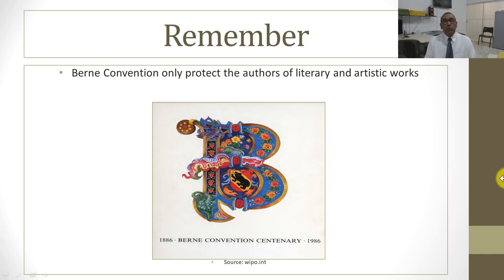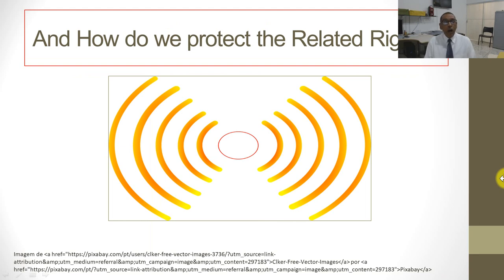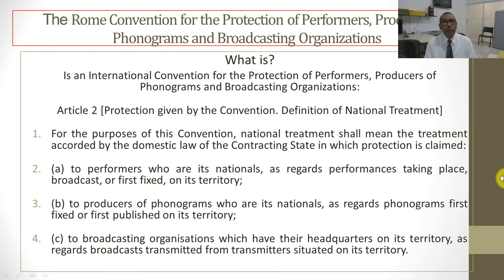Remember, the Berne Convention only protects authors. The Berne Convention doesn't protect related rights. Then we have a question: how do we protect related rights? There are other international treaties to protect related rights, like the Rome Convention. The Rome Convention is a convention for the protection of performers, producers of phonograms, and broadcasting organizations.